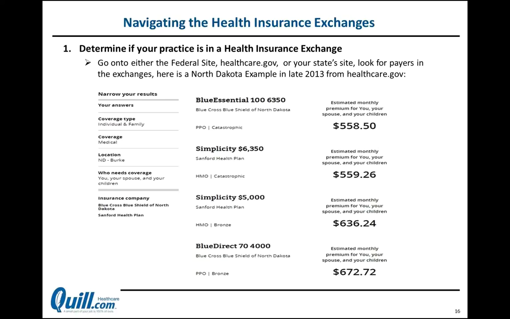This particular query I did, when the plans were rolling out, essentially works the same way, and it comes back and it tells you the exact plan. Blue Essential, it's a PPO, it's a catastrophic, and here's the payment. Simplicity offers an HMO on the catastrophic scenario, $559, and so on. So you can figure out quickly at least who is in the plan, and then you certainly will be able to map that against who you're currently contracted with.